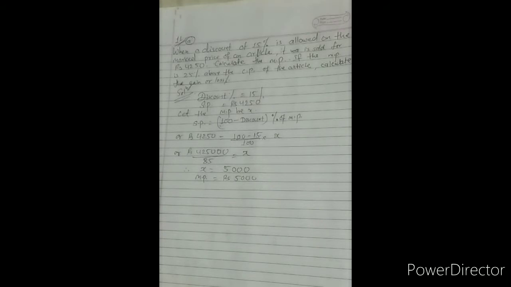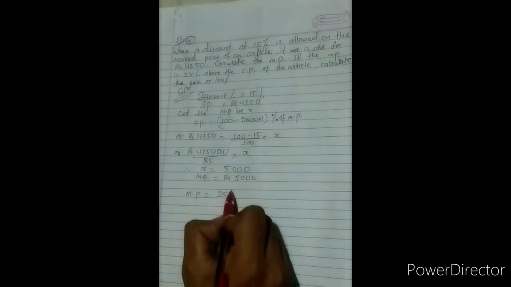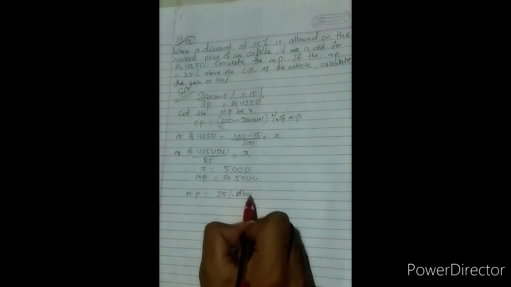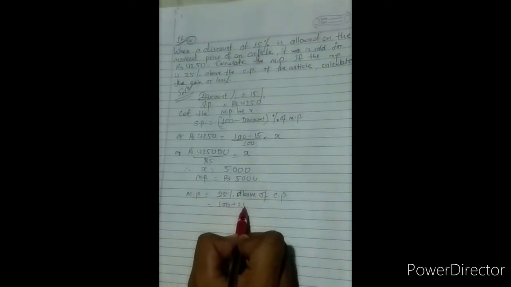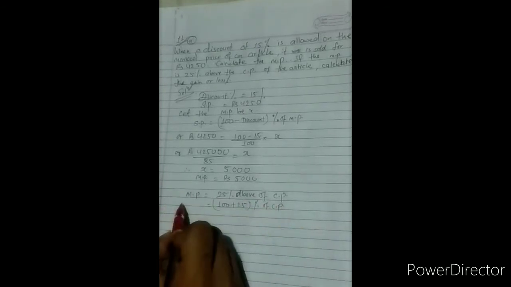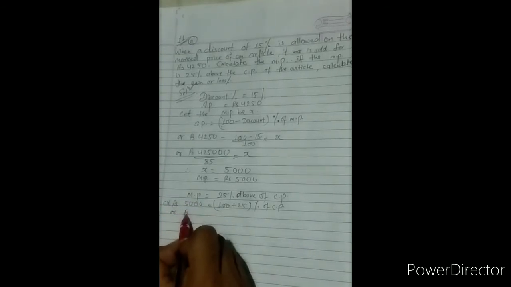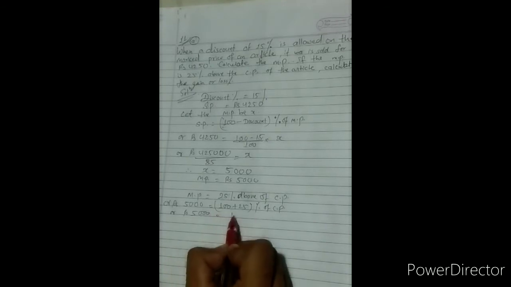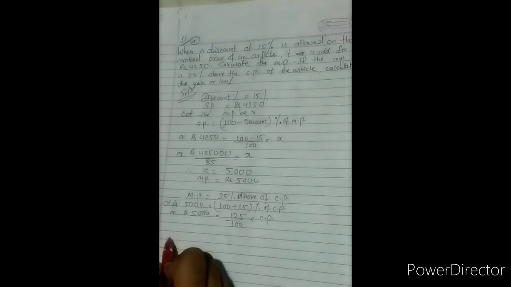According to the question, the mark price is 25% above the cost price. MP equals 25% above the cost price. It means 100 plus 25% of the cost price is the mark price, which is 5,000 from our calculation. So 5,000 equals 125 divided by 100 into CP. We could let CP be Y also.